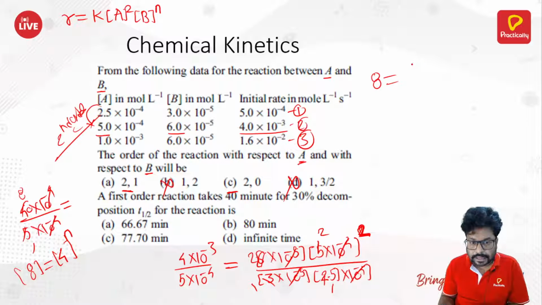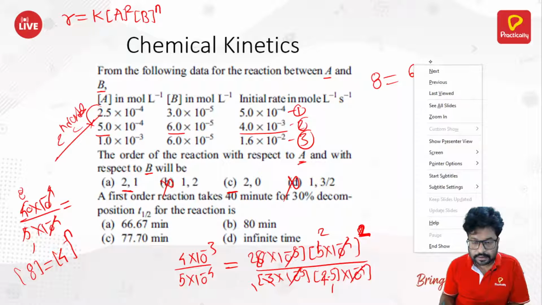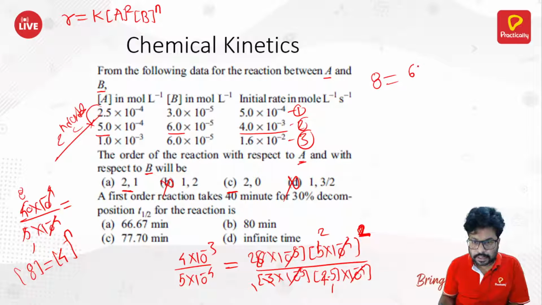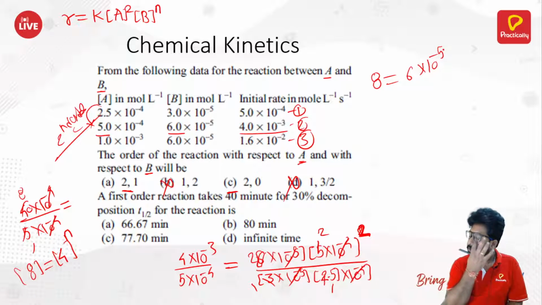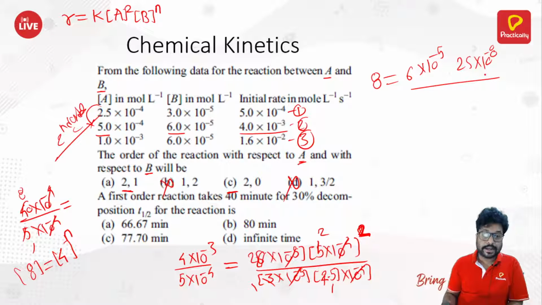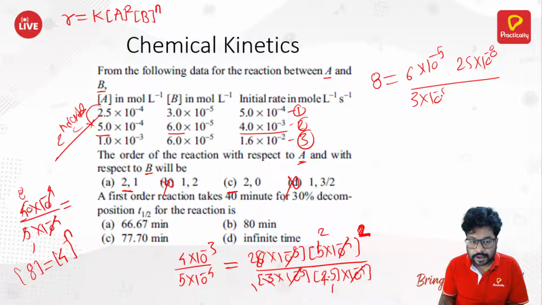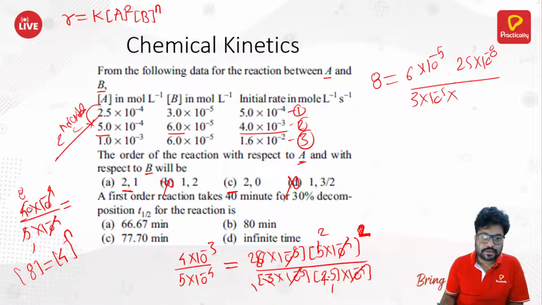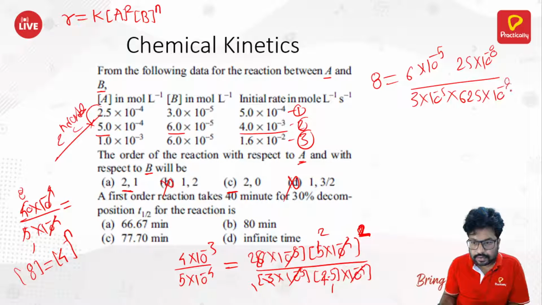And what do we have is 6 into 10 raised to 6 into 10 raised to minus 5 into 25 into 10 raised to minus 8. For A, it is becoming squared, right? Then we got what? 3 into 10 raised to minus 5. 2.5 squared becomes how much? 6.25, right? 6.25 into 10 raised to minus 8.